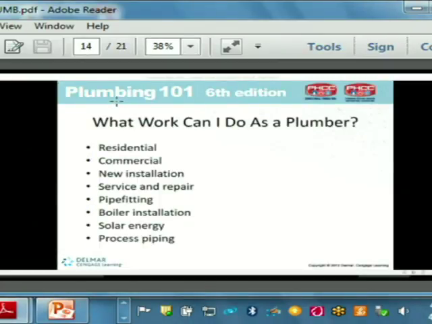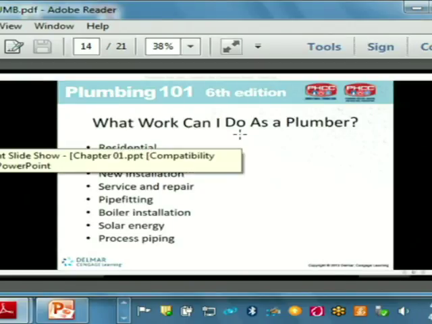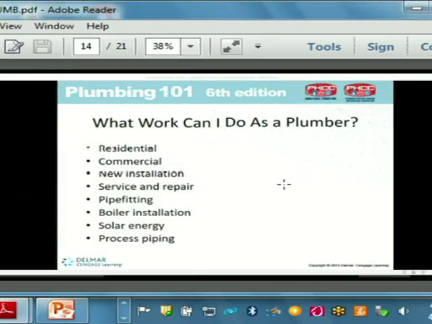Now, what can you do as a plumber? In the residential, there's houses. I spent most of my time in the commercial field, like doing schools, churches, whatever. And new installations, where we really need the guys. Service and repair, there's always some work there, but not comparable to how Sioux Falls is growing and the demand.